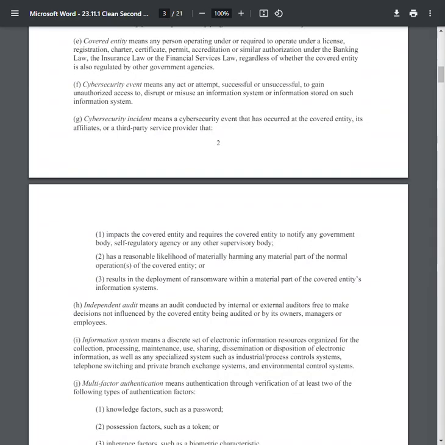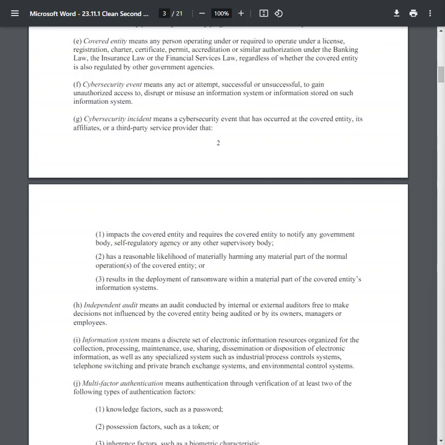Then the next term is a covered entity. Again, if your organization is looking for someone who knows about Reg 500, that organization is a covered entity, or working for another organization that is a covered entity, or providing services to a covered entity.